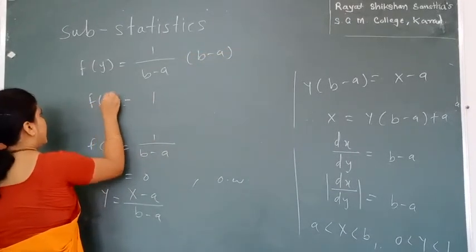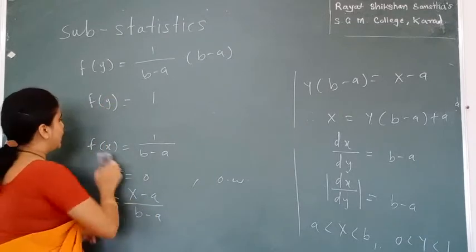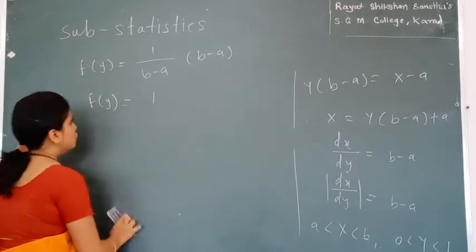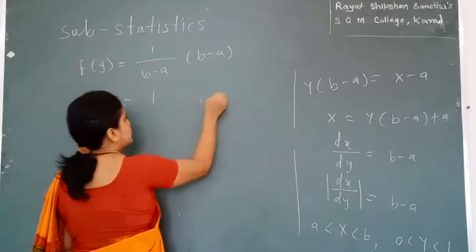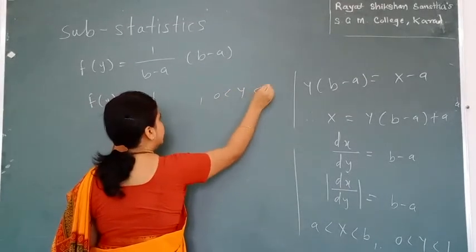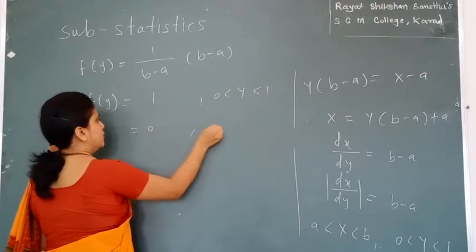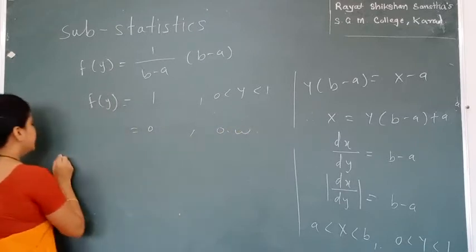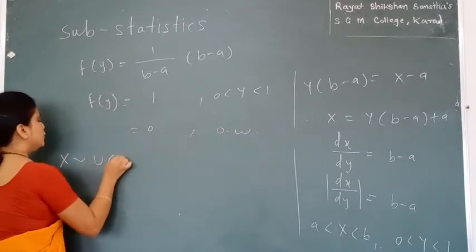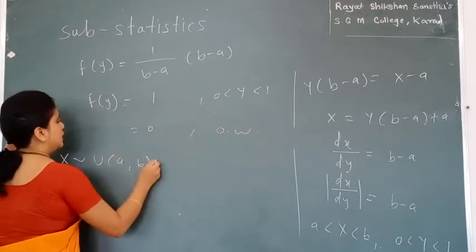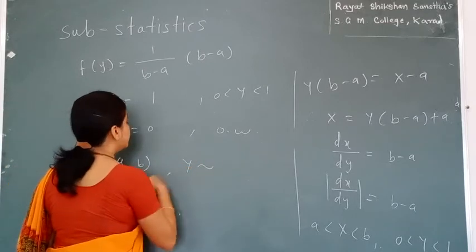So f of y, that is the required value, is equal to 1 for the range of y 0 to 1, and equal to 0 otherwise. So this is my answer. That means if your x follows uniform AB, then your y follows which distribution?